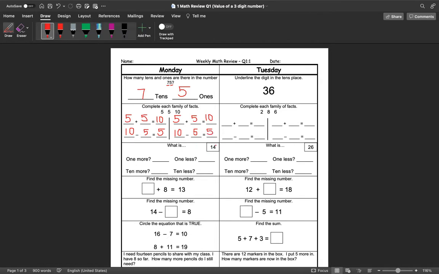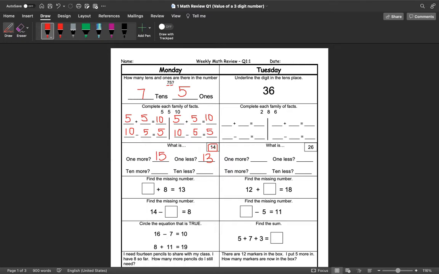All right, for this one, our number is 14. And it wants to know what 1 more than 14 is. So if we add 1 to 14, if you're looking at a number chart, you're going to go this way, 1 spot on the number chart, and adding 1 to 14 would be 15. 1 less would go this way on a number chart. 1 less than 14 would be 13.